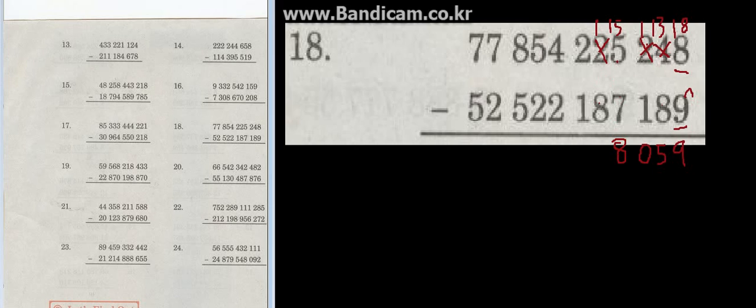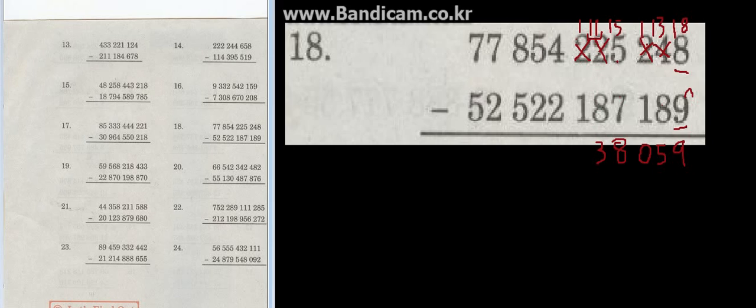Now 1, 8. The main unit is way smaller than the upper one, so you borrow from the column one higher. So this 2 becomes 1, and the remaining 1 becomes 10 at the bottom column. 1, 10, 11. This is 11. So 11 minus 8 becomes 3.